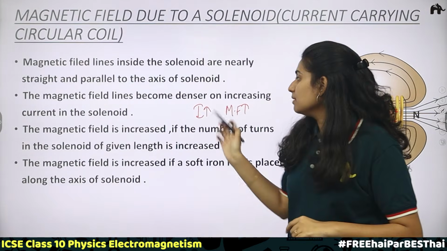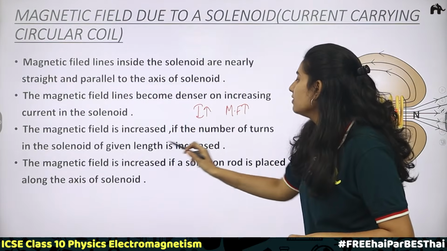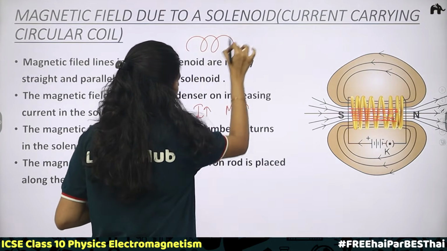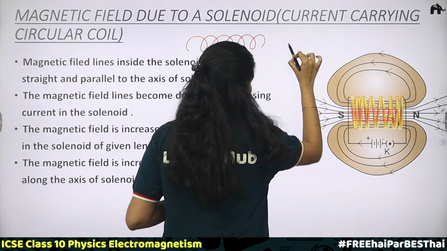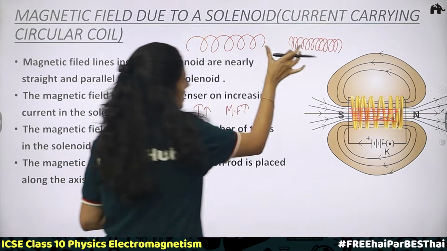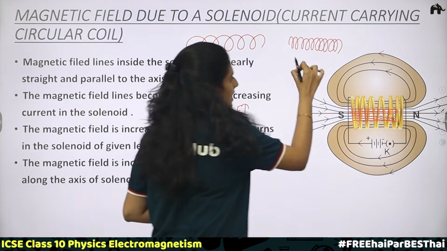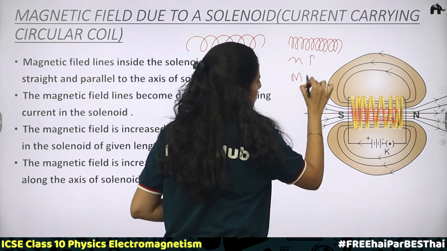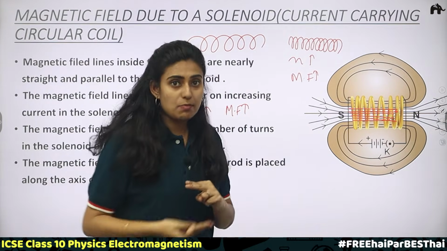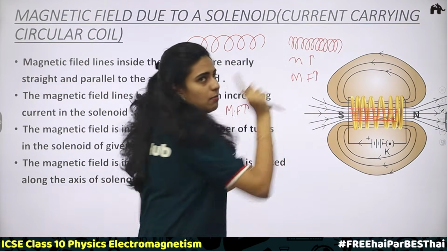Now the third point, the magnetic field is increased if the number of turns in the solenoid of given length is increased. So here if you take two solenoids, this is your first one and this is your second one. Okay, so here you can see in the second case, the number of turns is increasing. When the number of turns increases, what happened to magnetic field? Magnetic field also increases. So two things that can be done to increase the magnetic field. One is increasing the strength of current and the second is increasing the number of turns.